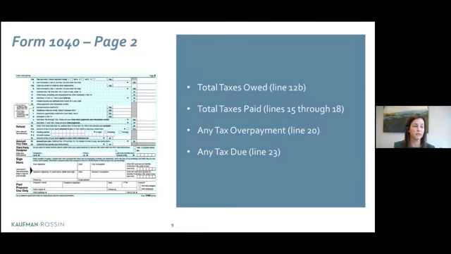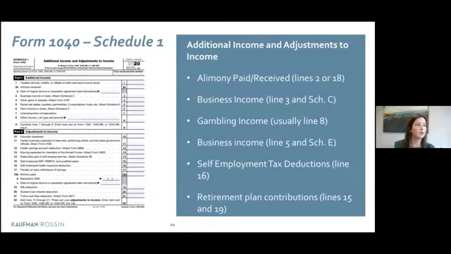And line 23 tells us if there's any tax that's due. Schedule 1 of a 1040 really breaks down this additional income and other income. So we see if there's any alimony that's been paid or received by the party, and you'll find that on either line 2 or line 18. If they have any business income, and that'll be on line 3 or Schedule C, and that's for a sole proprietorship. If there's any gambling income, which you'll usually see on line 8 listed as other income.